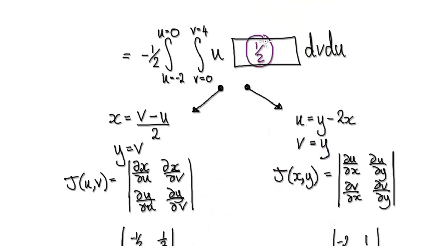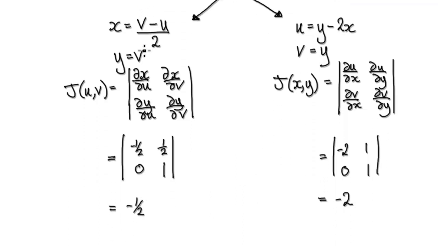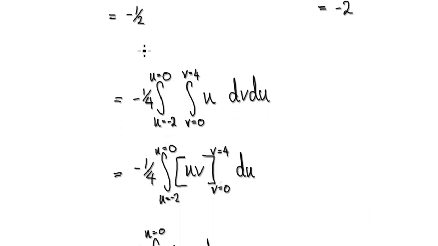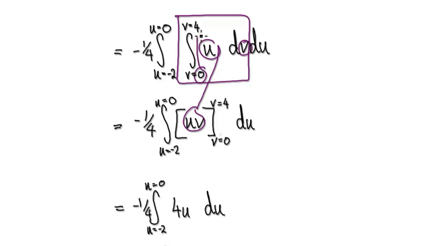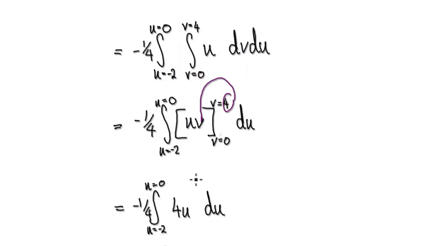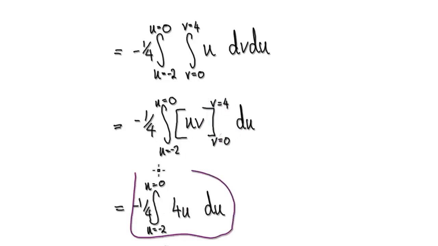So now this is a constant. Drag it out here, so that becomes -1/4. Now it boils down to us trying to evaluate this double integral. Looking at the inner integral, integrate it with respect to v. That would be uv from 0 to 4. So now put 4 into the v, that would be 4u. And then put 0 into the v, that would be nothing. So that would then take us to here.